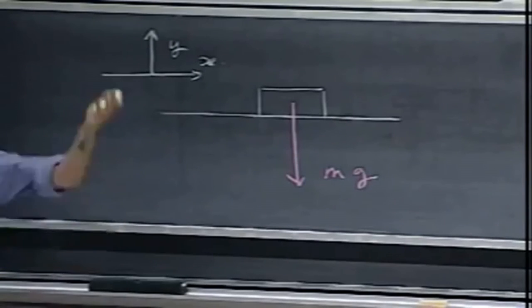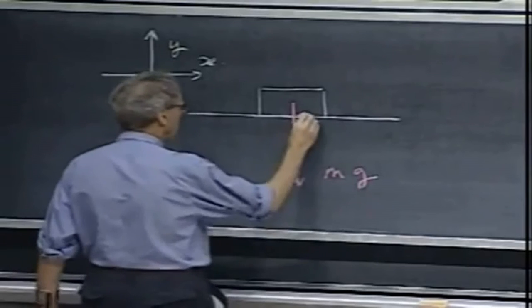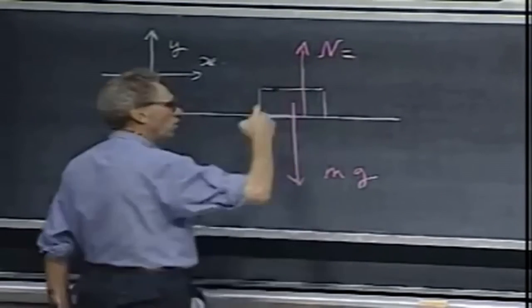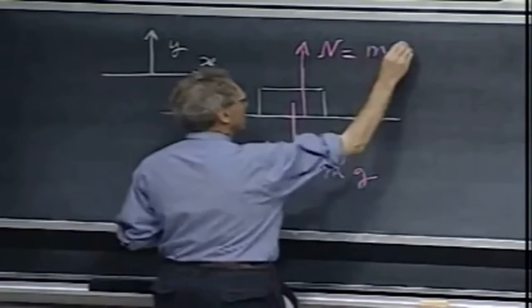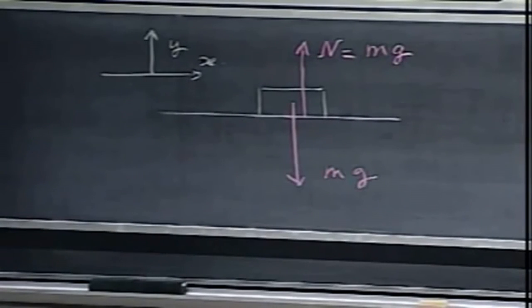There must be a force pulling upwards from the surface to cancel out mg because there's no acceleration in the y direction. We normally call that the normal force because it's normal to this surface, and it must be the same as mg. Otherwise there would be an acceleration in the y direction.